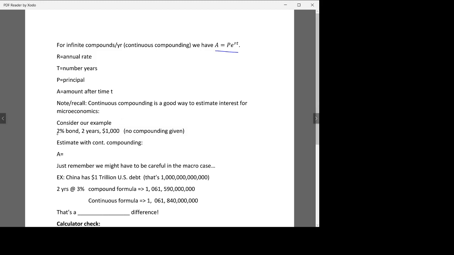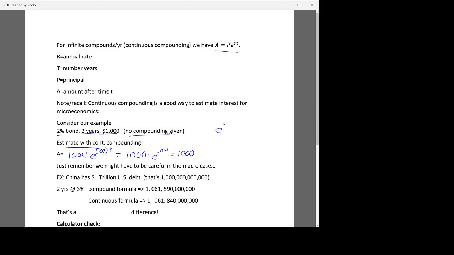So let's look at our example again. 2%, 2 years, $1,000, but nobody told us the compounding. Let's estimate it with this continuous formula and see how far off we are. So $1,000 times e to the 0.02, and t is 2 for years. So it's 1,000 times e to the 0.04. Then I'll raise e to that power.